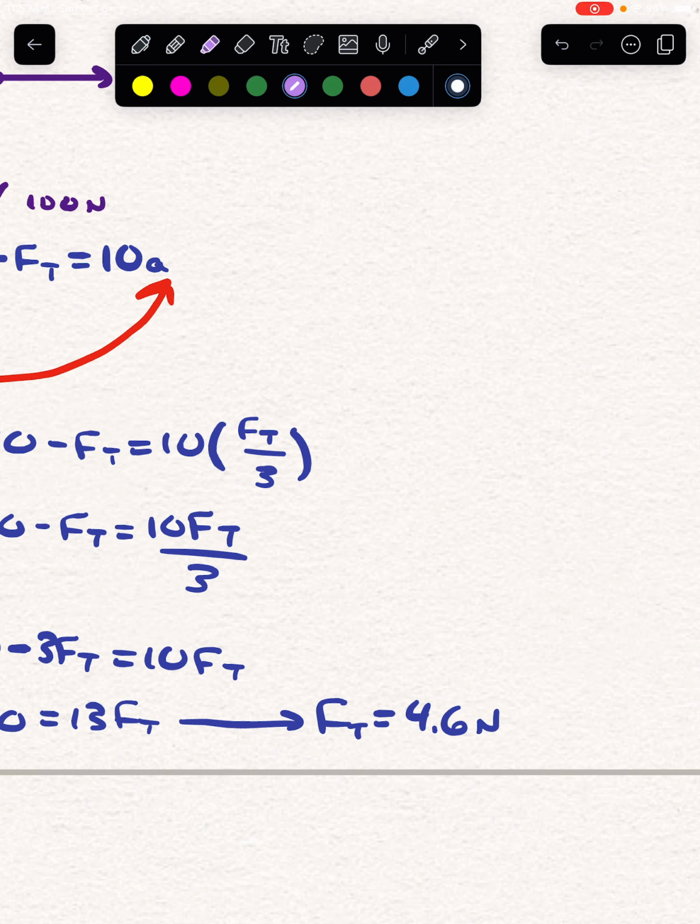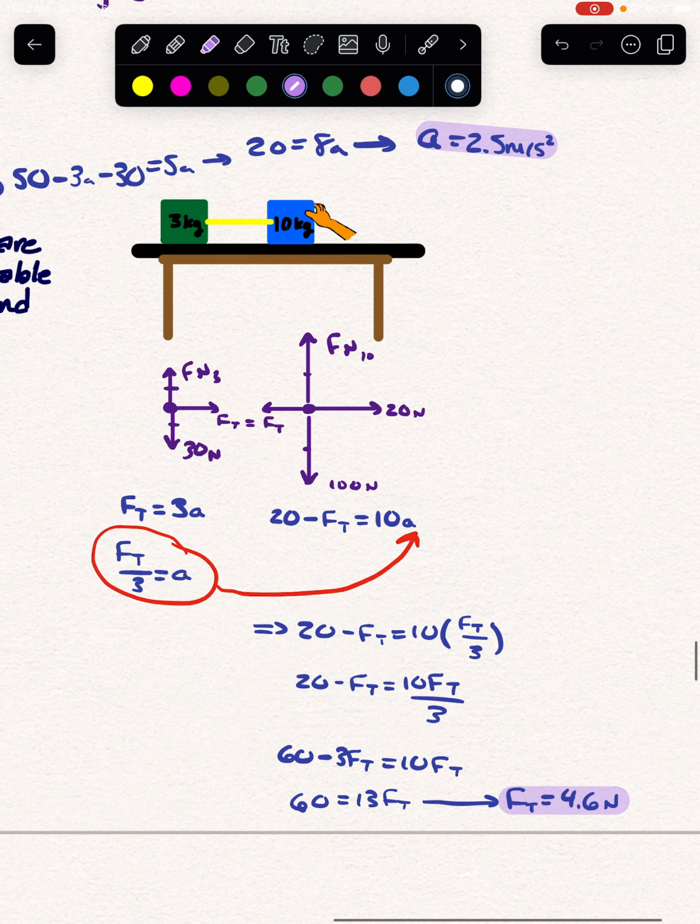Okay, so this is our force of tension that we get between the two of them. And again, it's that same force of tension for both blocks.